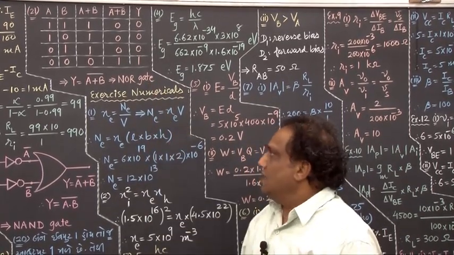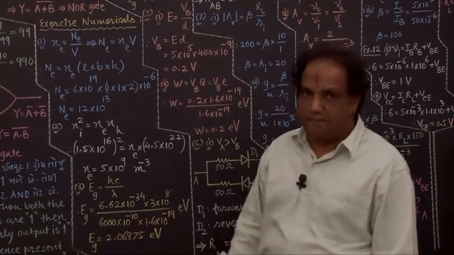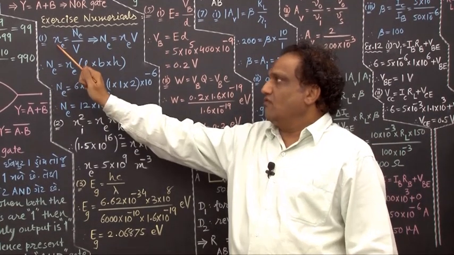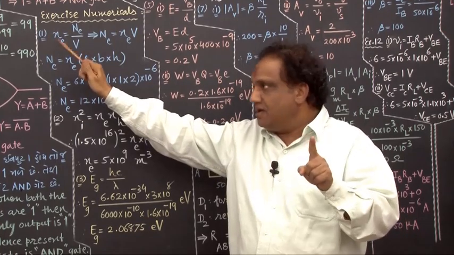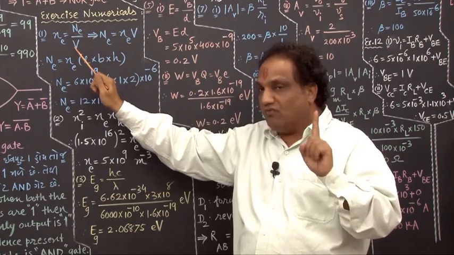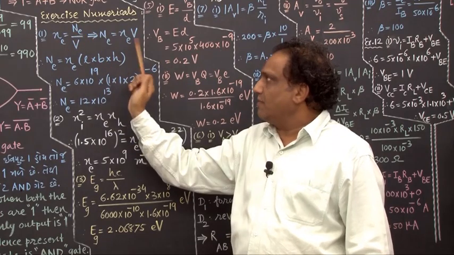Got it? Now begin the exercise numericals. Kindly read the statement of the first numerical. Read it. Free electron number density is given by the formula ne equals to Ne upon capital V. This is total number of free electrons, this is total volume. Transfer this, so you will get Ne equals to small ne into capital V.